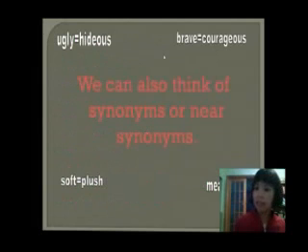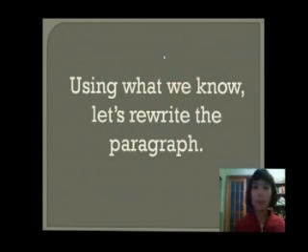We can also think of synonyms or near synonyms. For instance, ugly, hideous; brave, courageous; soft, plush; mean, cruel. Using what we know, let's rewrite the paragraph. So here, I want you to come up with some synonyms, near synonyms, as well as using more descriptive details and rewrite that paragraph. Press pause now to begin.